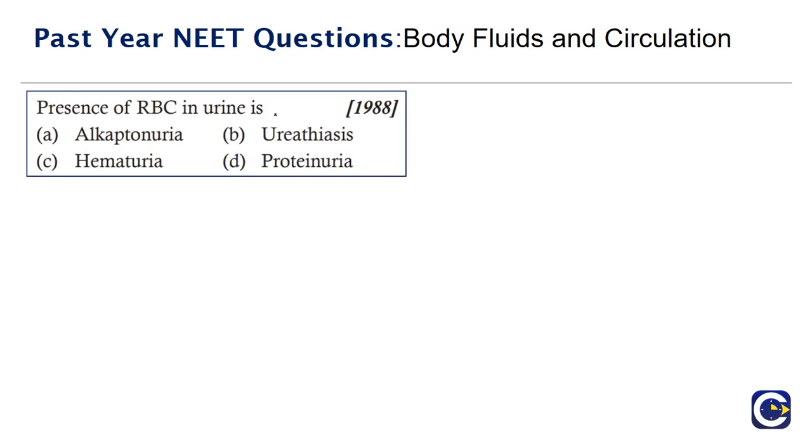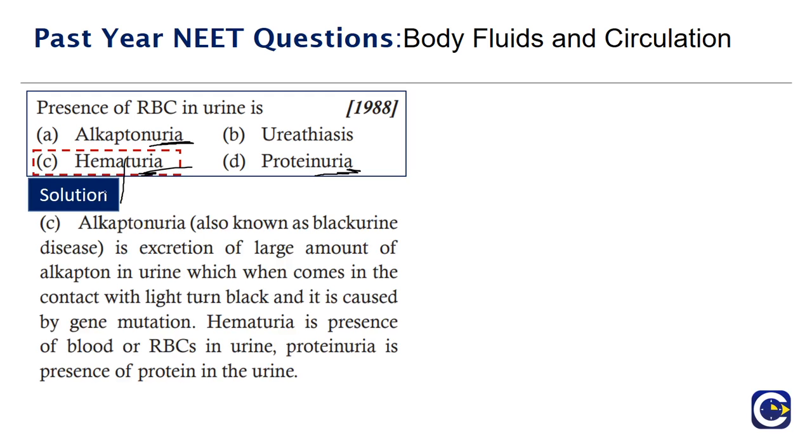Presence of RBC in urine is called option A, alkaptonuria, option B, urolithiasis, option C, hematuria, option D, proteinuria. Alkaptonuria is the presence of alkapton bodies in the urine. This is not a regular phenomenon, it is a disease phenomenon. Proteinuria is the presence of protein in the urine due to nephrotic syndrome. Hematuria is the presence of RBC in the urine. So the solution is option C, hematuria.